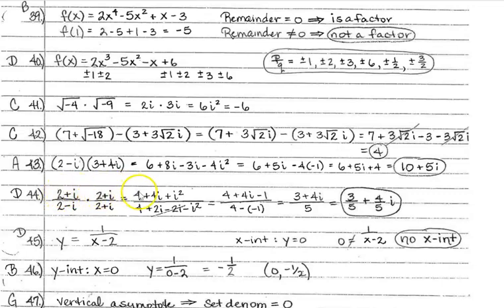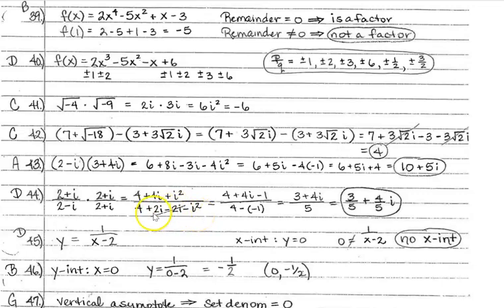So 2 times 2 is 4. 2 times i is 2i, and 2 times i is another 2i, so that's our 4i. And then i times i is i squared. In our denominator, 2 times 2 is 4. 2 times i is 2i, and -i times 2 is -2i. -i times positive i is -i squared.